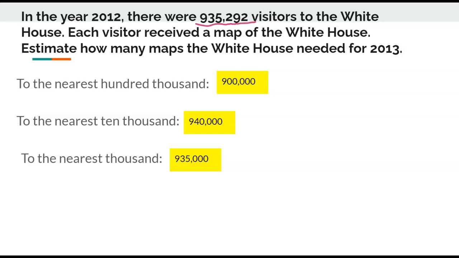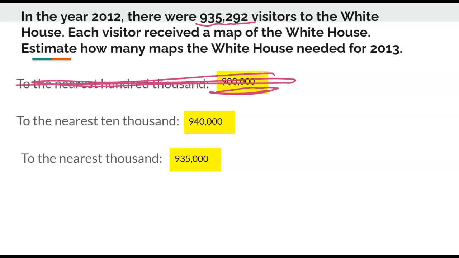So we have to see which one of these possibilities can make sure that every single one of our visitors received a map. If we round to the nearest 100,000, we only get 900,000. So if the White House is assuming they're going to have the same amount of people, they are not going to have enough maps because 900,000 is less than 935,292. So 900,000 would not be a good estimate.